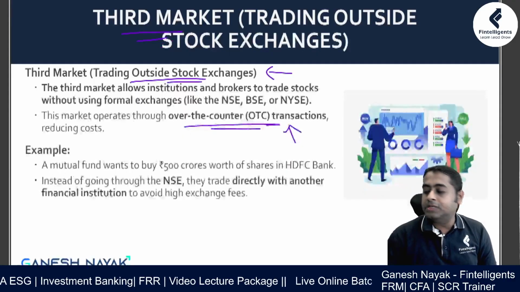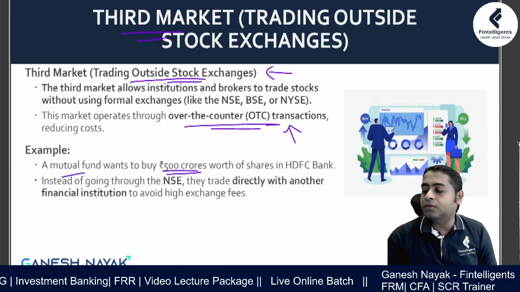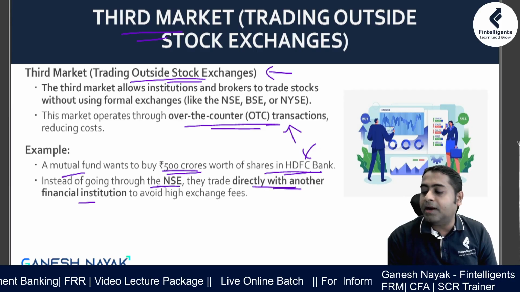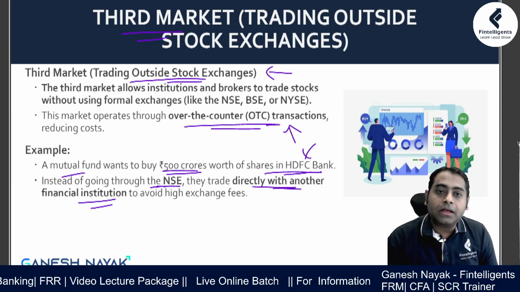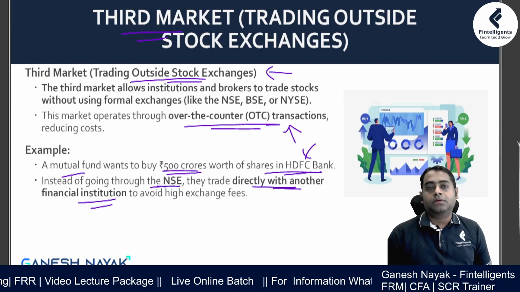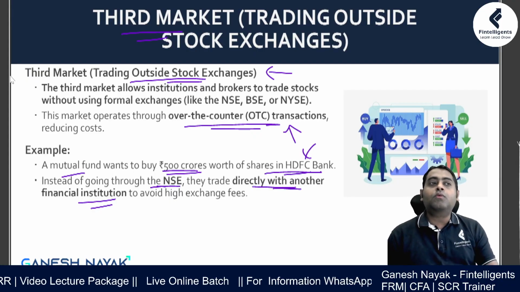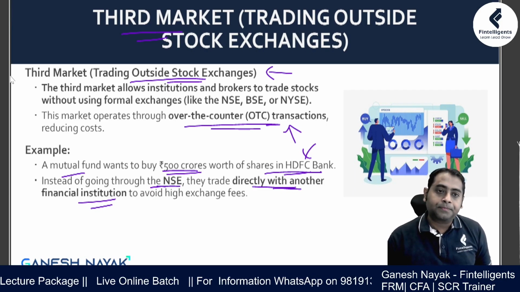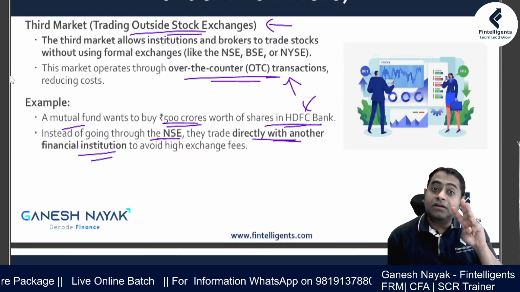Suppose there is a mutual fund who wants to buy 500 crore worth of shares of HDFC. Instead of going to NSE, it will directly buy from some other bank who has that 500 crore worth of shares. Why? Because I do not want to do this entire transaction on an exchange, because there's going to be a huge cost to me. This is the third market.